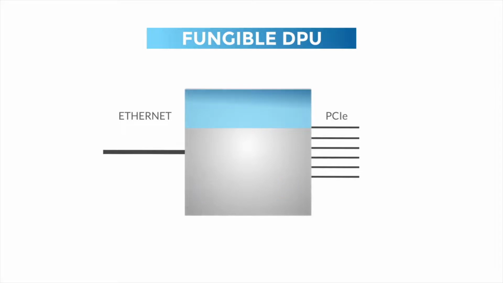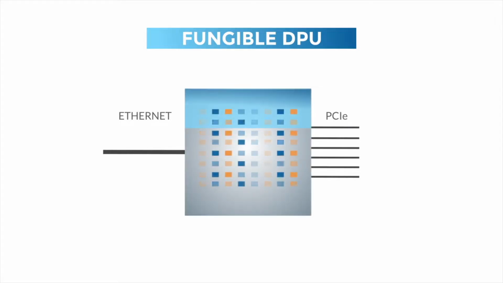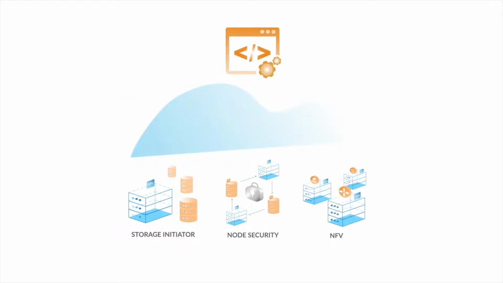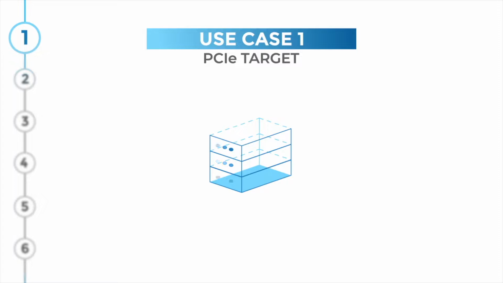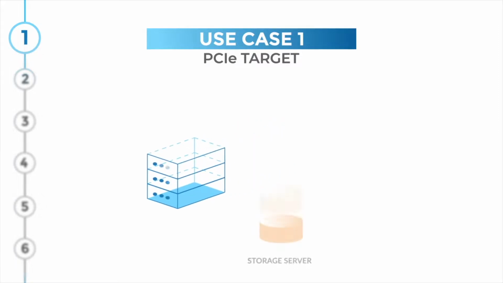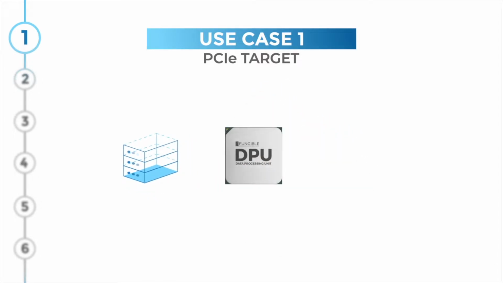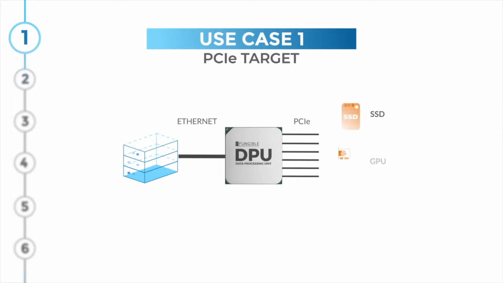The Fungible DPU data path engine comprises hundreds of hardware threads that can execute these data-centric computations. The programmability of the data path engine allows the Fungible DPU to take on different distinct personalities, and even multiple personalities at once. Let's take a look at the first persona, where the Fungible DPU sits in a PCIe target, such as a storage, AI, and analytics server. The Fungible DPU acts as a root complex to PCIe devices, such as SSDs, GPUs, and FPGAs.